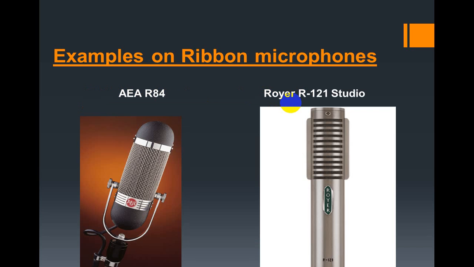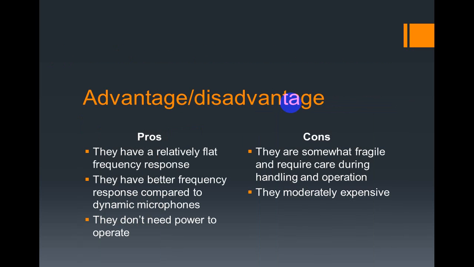The most famous examples of ribbon microphones are AEA R84 and Royer R121 Studio. There are also advantages and disadvantages of the ribbon microphones. The advantages are they have a relatively flatter frequency response. They have better frequency response compared to dynamic microphones. They do not need power to operate. The disadvantages: they are somewhat fragile and require care during handling and operation. They are moderately expensive.